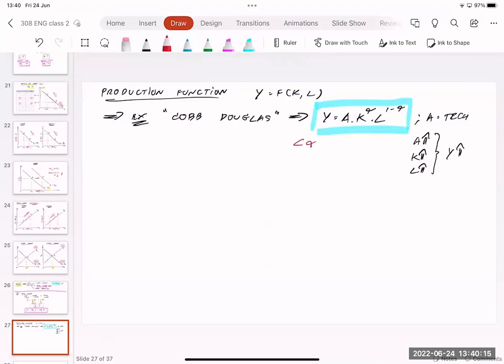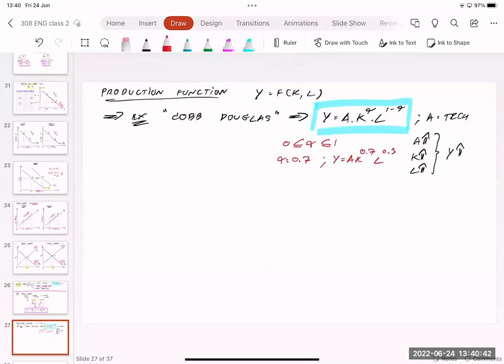Alpha is going to be any number in the range of 0 to 1. So you can imagine that if alpha equals 0.7, the equation is going to look like Y equals A K powered by 0.7, L powered by 0.3.